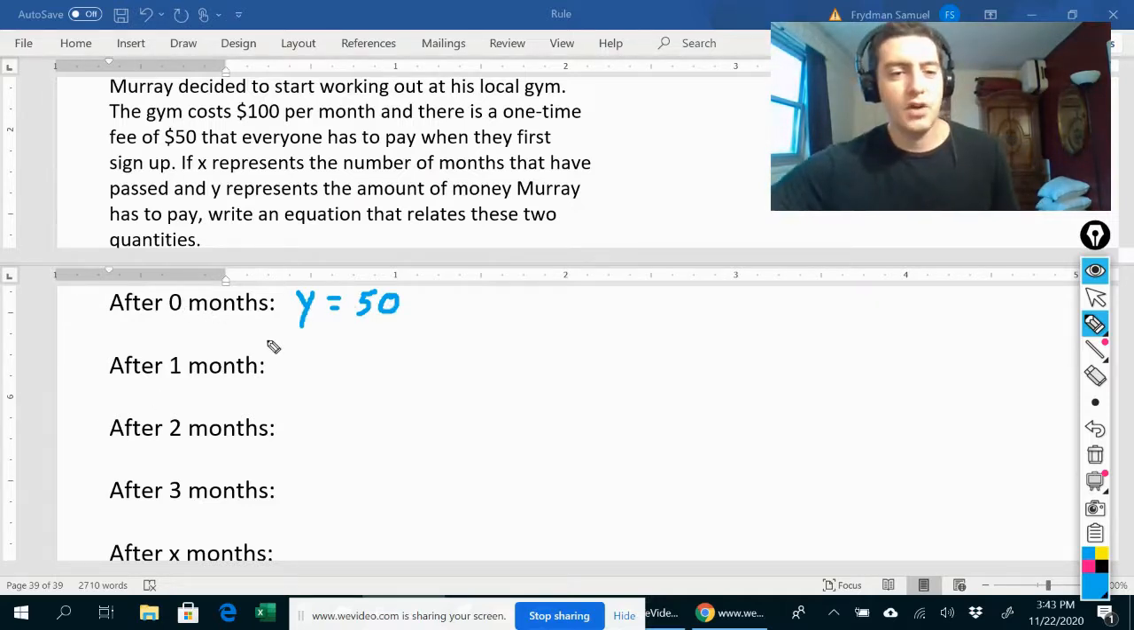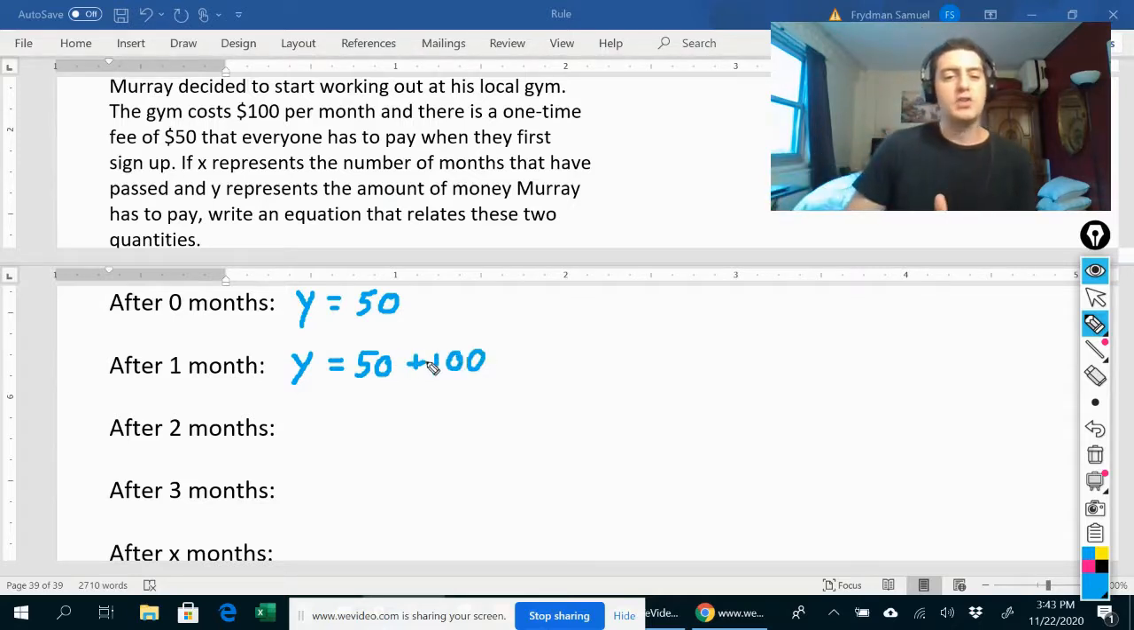After 1 month has gone by, then the amount of money he would have to pay, Y, would be 50 plus 100. And yes, you're right, 50 plus 100 is 150. So I could just write Y equals 150 here. But again, I'm just writing it this way so that we can see the pattern more easily after we do a few of these.